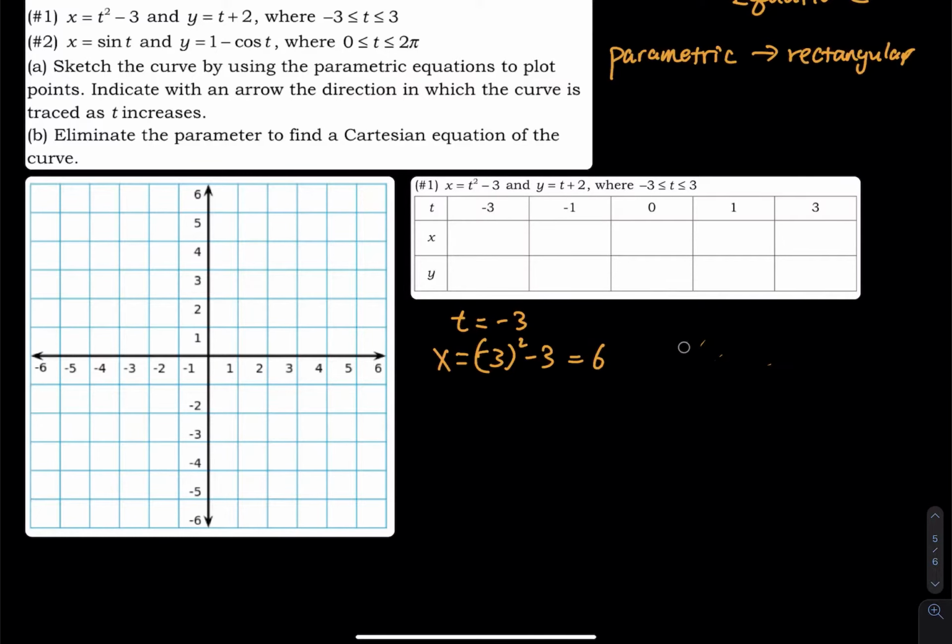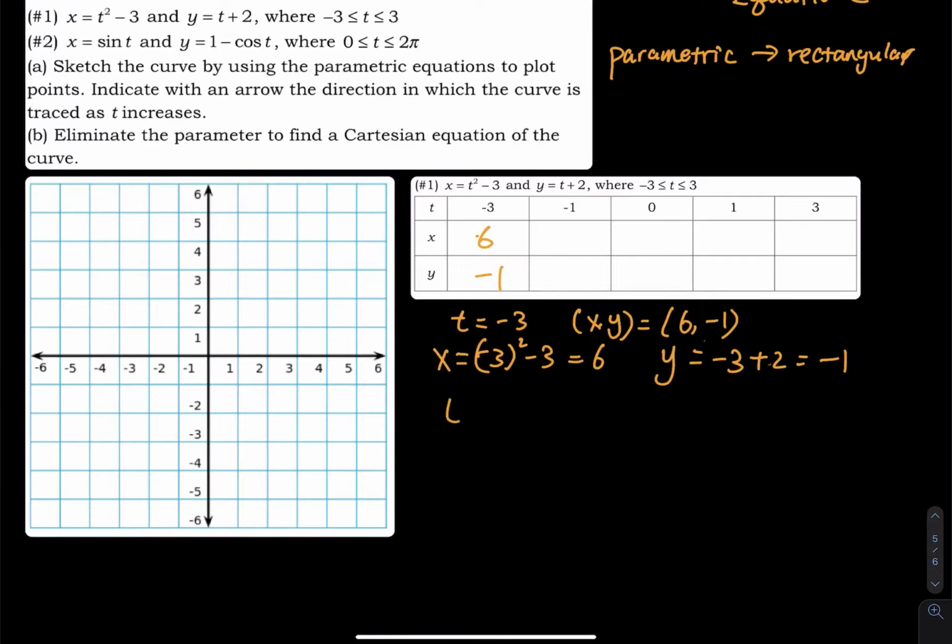t is just equal to -3, plus 2. So y is equal to -3 plus 2. That is equal to -1. So we have 6, -1. Let's write the point x comma y equals 6 comma -1.